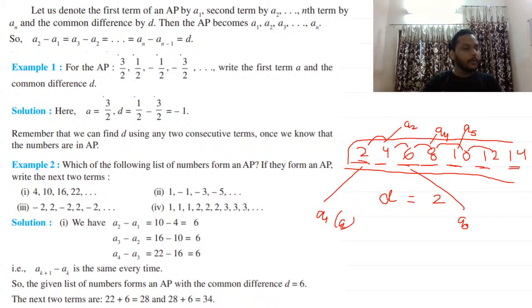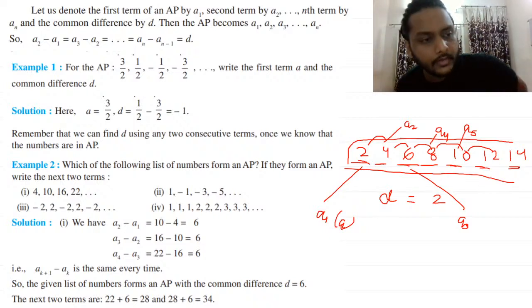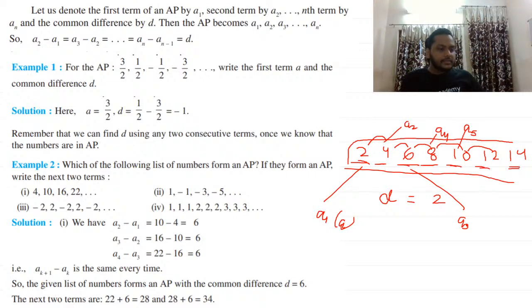Am I clear or not guys? You got it? Everyone clear or not? Please tell me. Got the point? Everyone clear with this till here? Everyone clear with this till here guys? You got it? ठीक है.